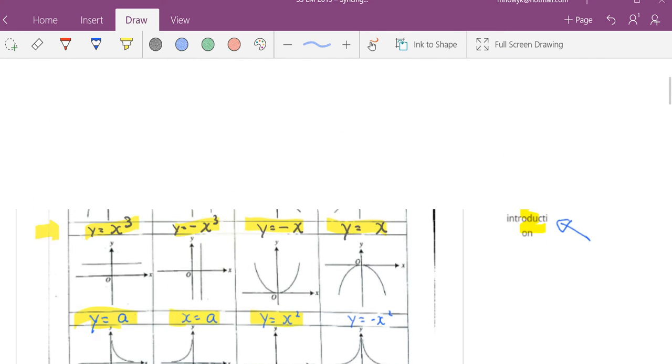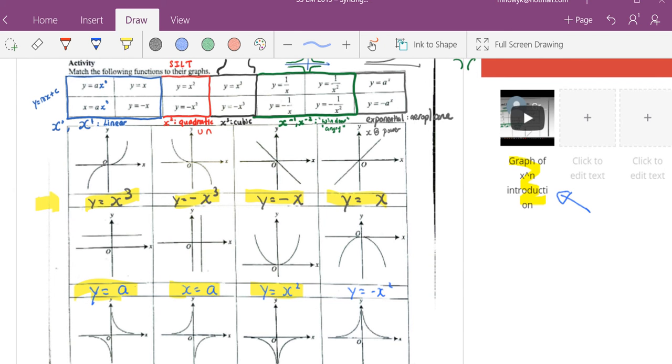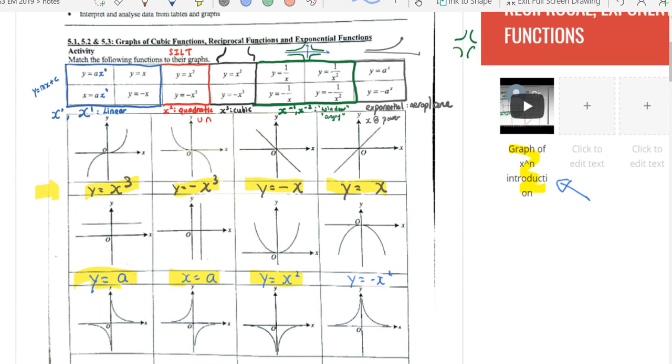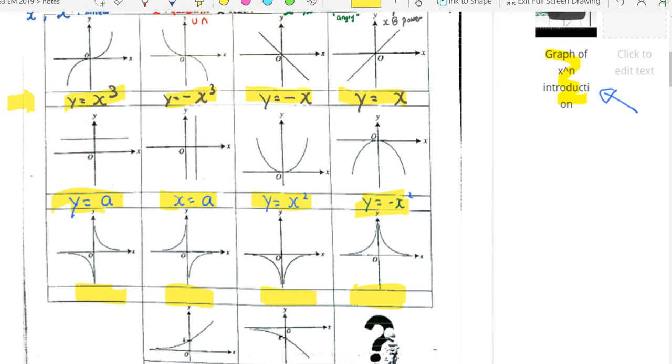So continue from here. Full size drawing. Okay. Highlighter, highlight. Okay, go back to the blue one. I have a few more. Okay, these four, do you agree is the angry graph?